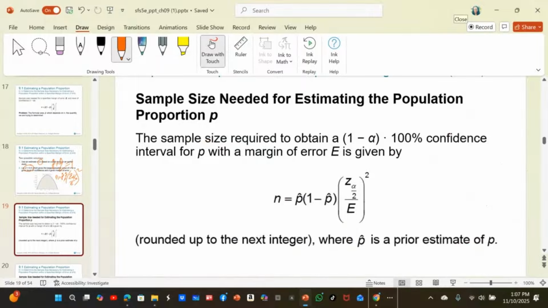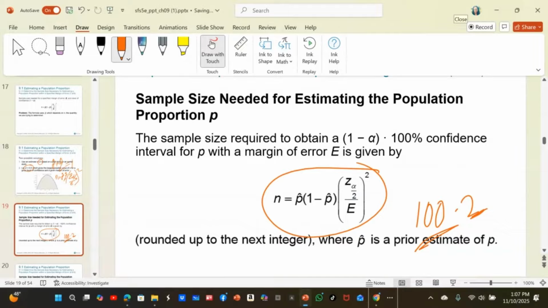Okay, so we're still talking about calculation of sample size. The sample size required to obtain this 1 minus alpha confidence interval for P with the margin of error E is given by this. So that is the sample size formula we already talked about, rounded up to the next integer. The reason it says rounded up to the next integer is that if you calculated 100.2 as sample size, you must round it up to the next integer. It doesn't have to be up to 0.5. Your answer here will be 101, where P hat is a prior estimate.